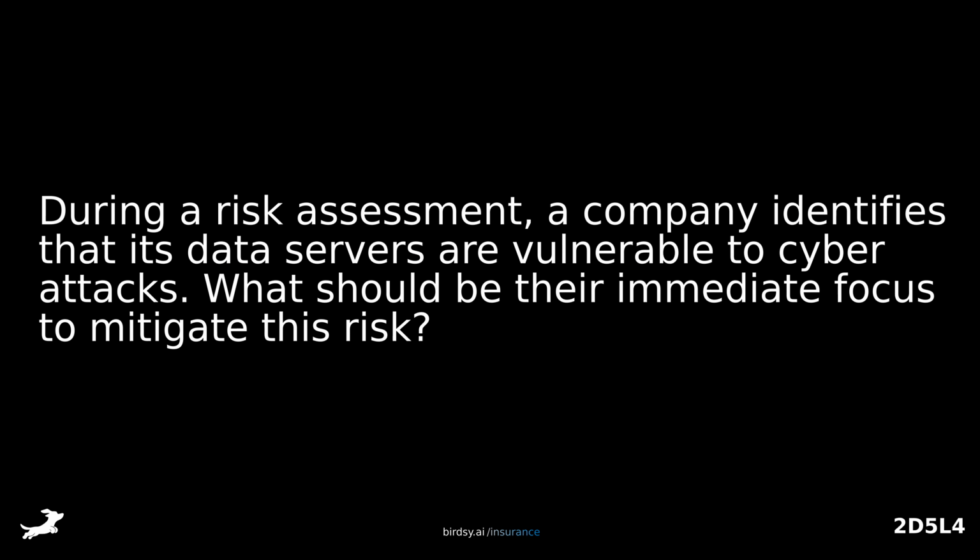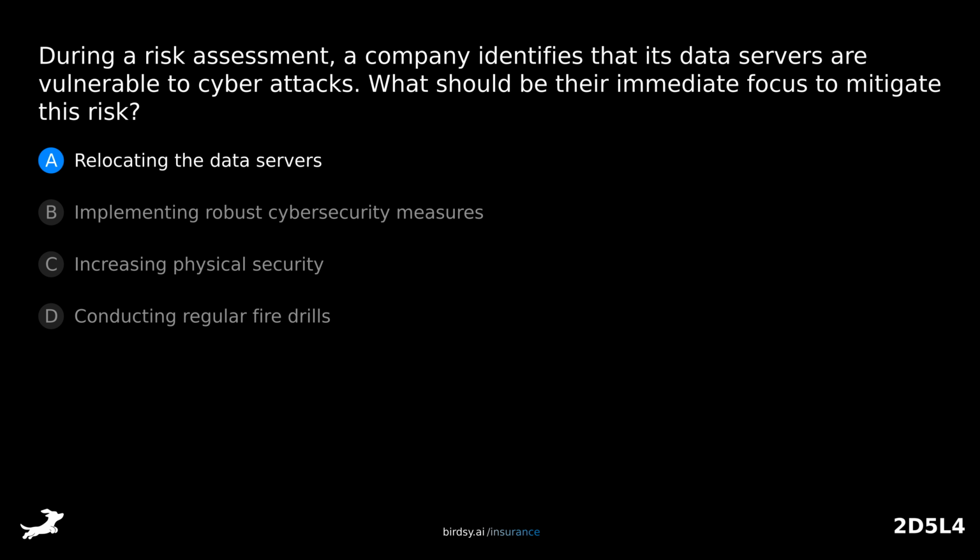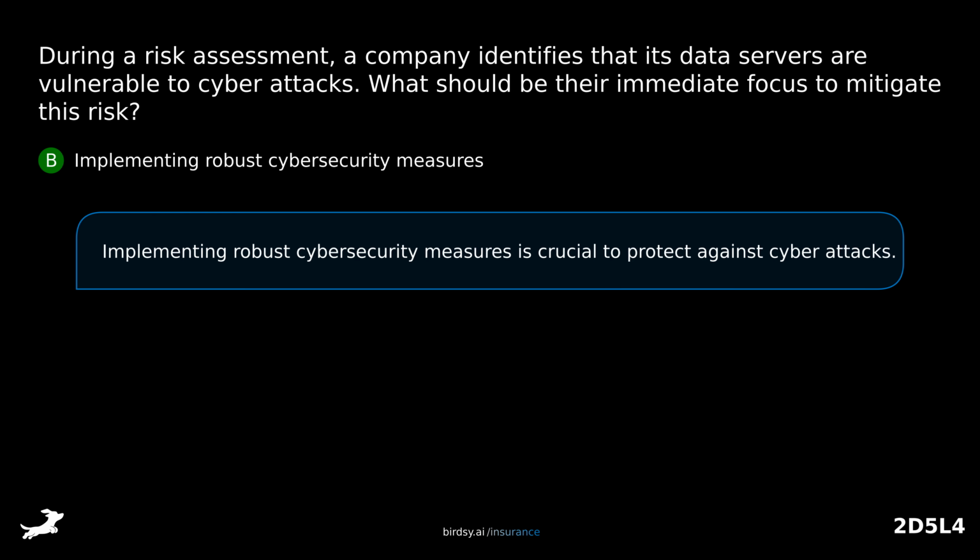During a risk assessment, a company identifies that its data servers are vulnerable to cyber attacks. What should be their immediate focus to mitigate this risk? Is it A, relocating the data servers, B, implementing robust cybersecurity measures, C, increasing physical security, or D, conducting regular fire drills? The answer is B, implementing robust cybersecurity measures. Implementing robust cybersecurity measures is crucial to protect against cyber attacks.